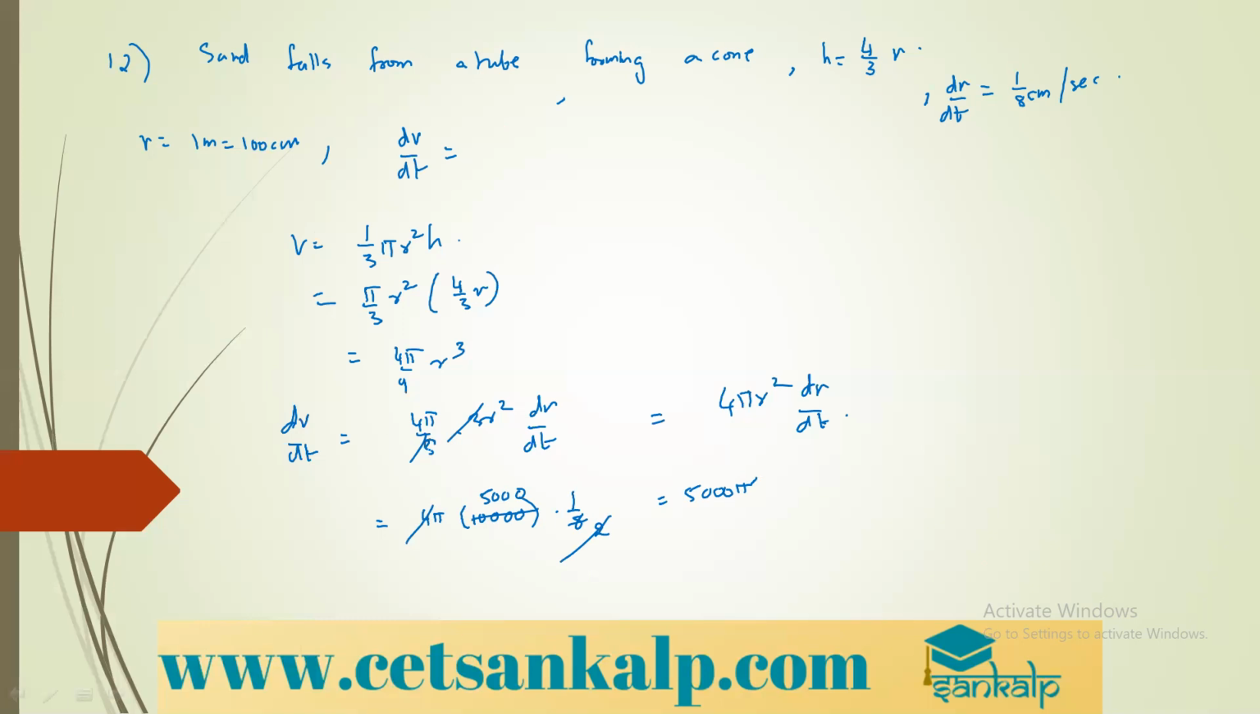This is 4 pi by 9, so one more 3 will be there in the bottom. So 3. I did not write 3. Volume is measured in cubic centimeters, time in seconds. So this would be the answer.